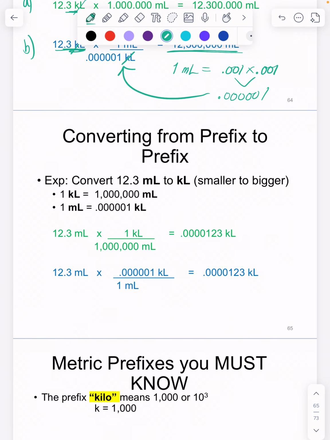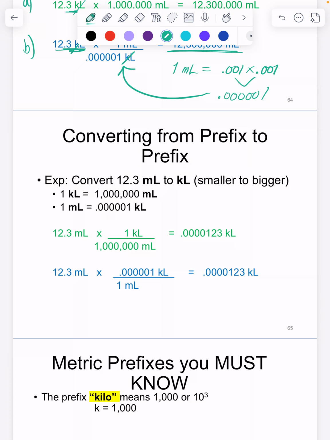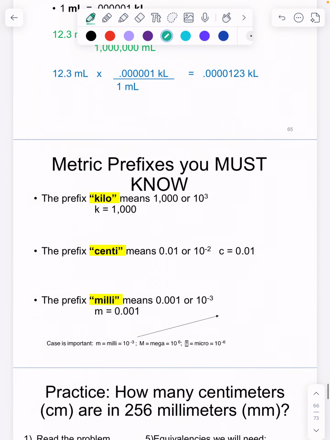There's another example here. My intention was not to make this video that long, but here we are. I'm going to skip this one. It's just the same thing going the opposite way.